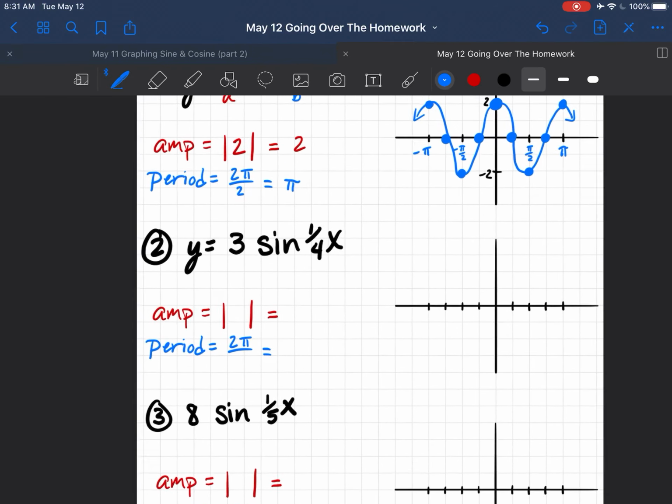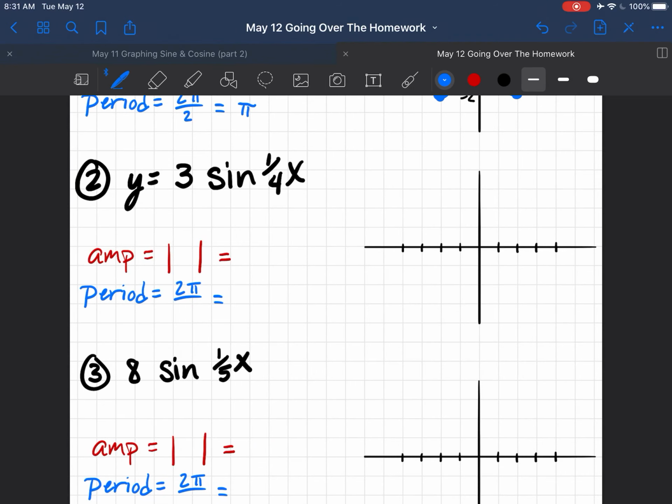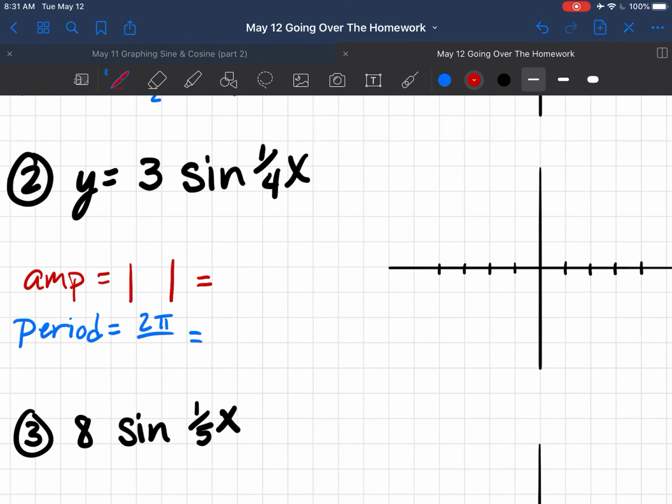All right, next one. Number 2 was 3 sine and then 1/4 x. So 3 is going to be a and 1/4 is b. For the amplitude, take the absolute value of 3, so that's just going to be 3. For the period, you take 2 pi divided by 1/4. So let's change 1/4 to be a decimal. Let me just write it, 1/4 there.